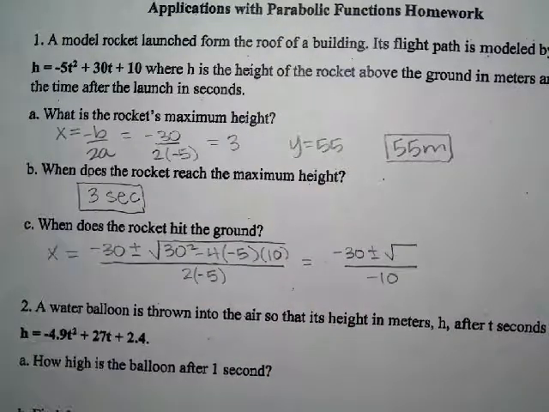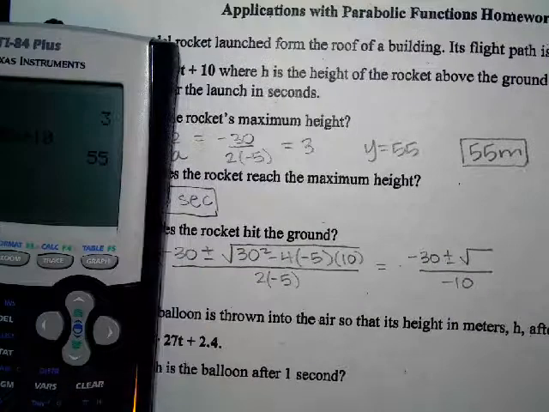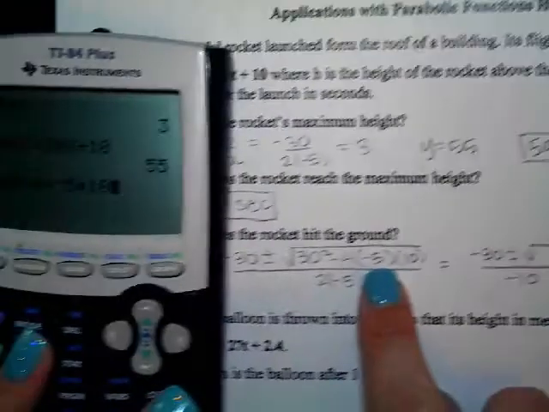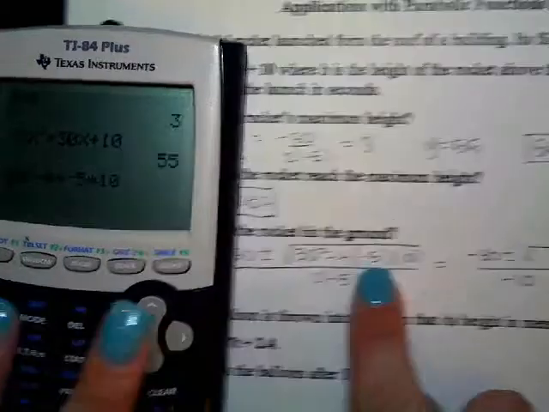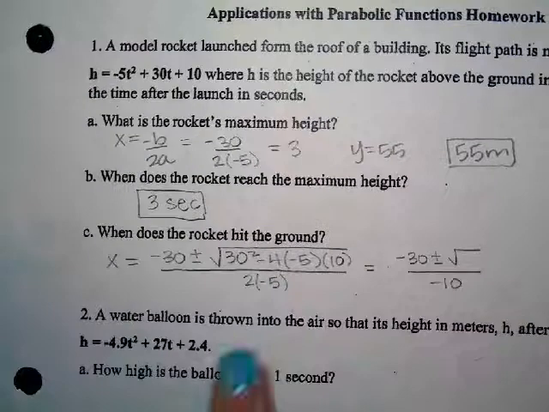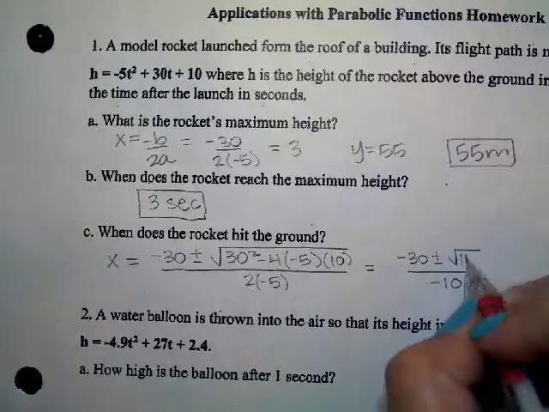What are you guys getting for your discriminant? That's your number underneath the square root. What are you guys getting? Okay, I do not think that's a perfect square. Is that a perfect square? Absolutely not. Okay, so I'm just going to remind you guys how we can plug this in all at once.